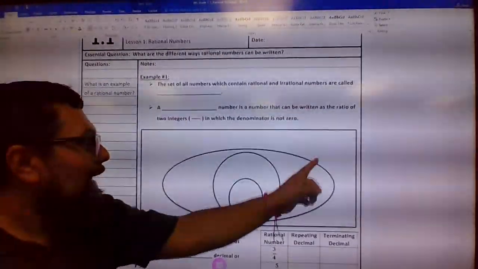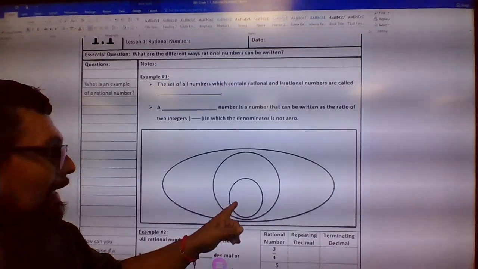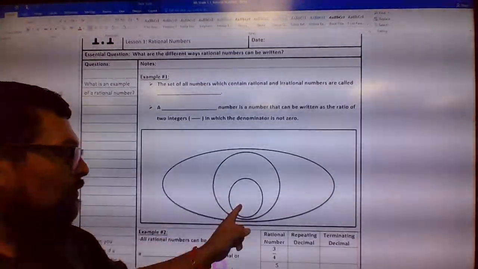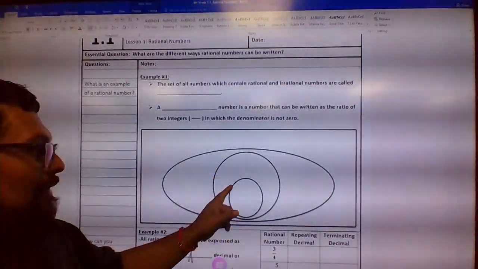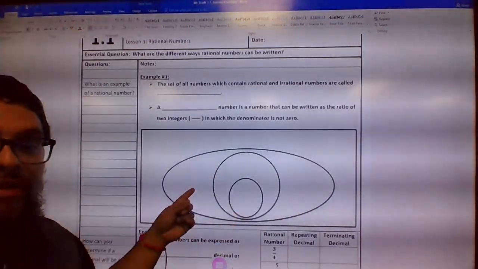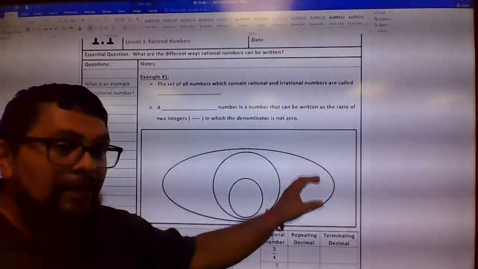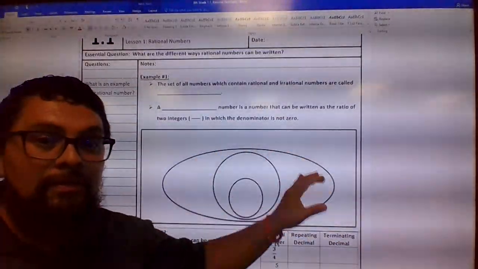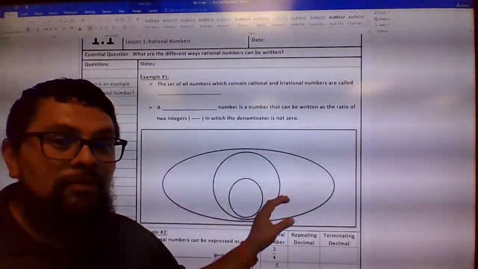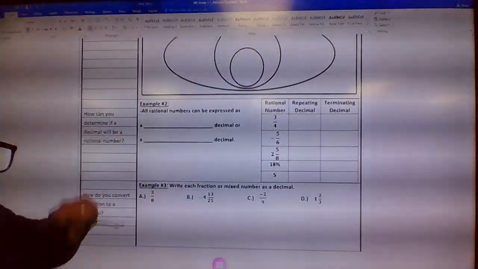First, we looked at this little eyeball diagram. We found out that inside we have the natural numbers, then the whole numbers, then the integers, and on the outside we have the rational numbers. You're going to get a question like this on your quiz, so make sure you remember this one and make sure you have this sheet.